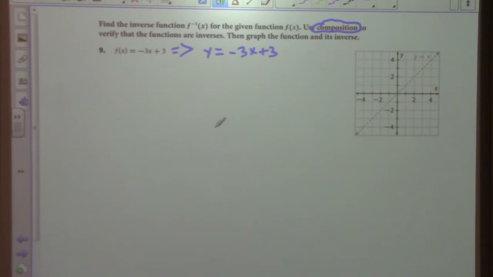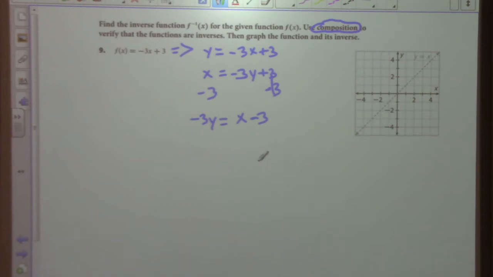And the next step of which is to, what do you say? To switch x and y. Okay, Gabby, very good. Okay, and then solve for y, right? Which is going to be subtract 3. So we get negative 3y equals x minus 3. Does that look right?